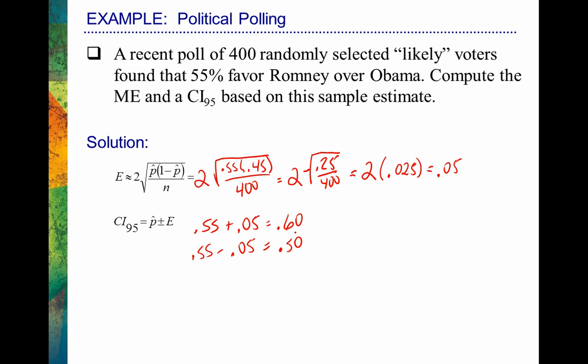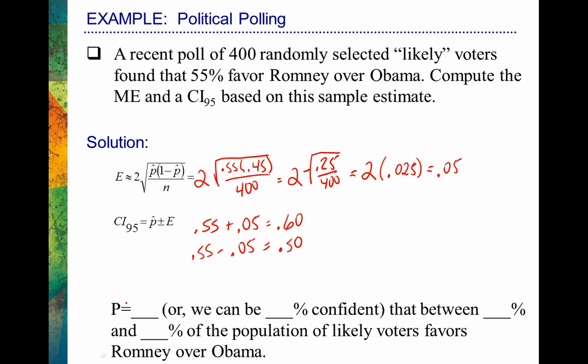So we're trying to compute in here the actual true population proportion who favor Romney over Obama. We have here our confidence interval. Let's go ahead and work on the key factors as we interpret it. So the probability is 0.95, or we can be 95% confident that between 50% and 60% of the population of likely voters favors Romney over Obama in this particular poll. All right, so we can see that this range helps us understand what a potential value is for the true population proportion.